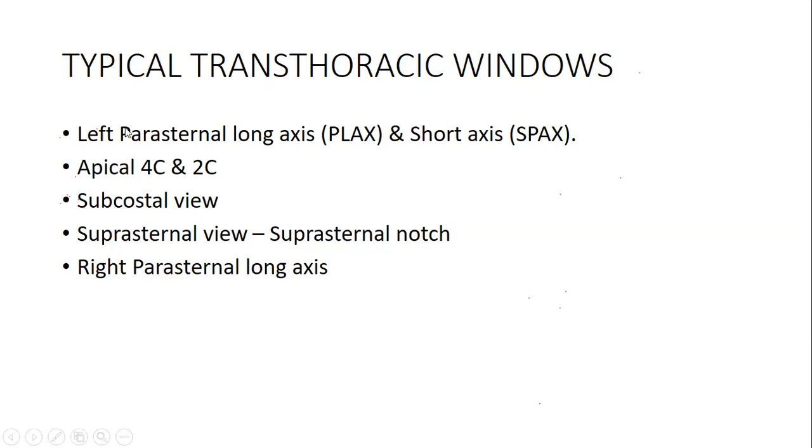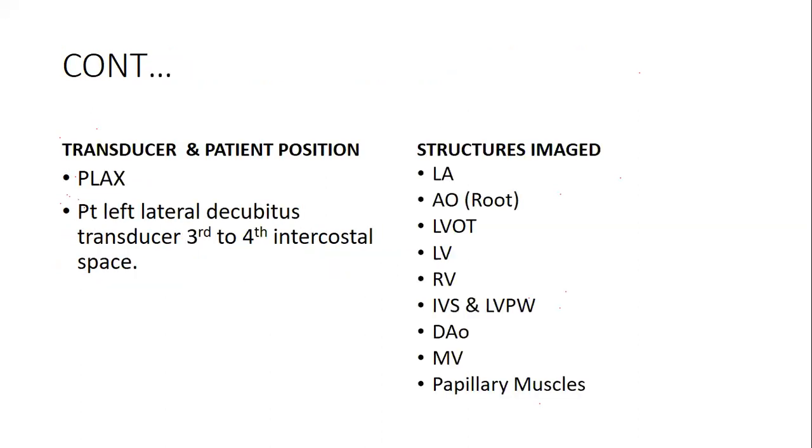So we have the left parasternal long axis, which is abbreviated like that, and the parasternal short axis, apical 4-chamber and apical 2-chamber, subcostal view, suprasternal view, and right parasternal long axis. I've already explained those. So I'll go straight to the transducer and patient positioning for PLAX, which is parasternal long axis. So like I explained, third to fourth intercostal space, you put your transducer with the patient in left lateral decubitus. What are the structures that are imaged or visualized?